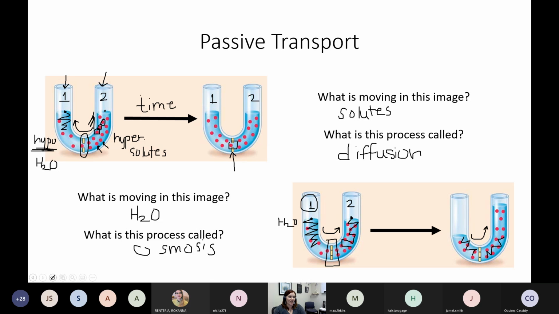Yeah, and Caitlin offered the idea of we're going from where there's more of something to where there's not enough to equalize it. I love that. That's perfect.